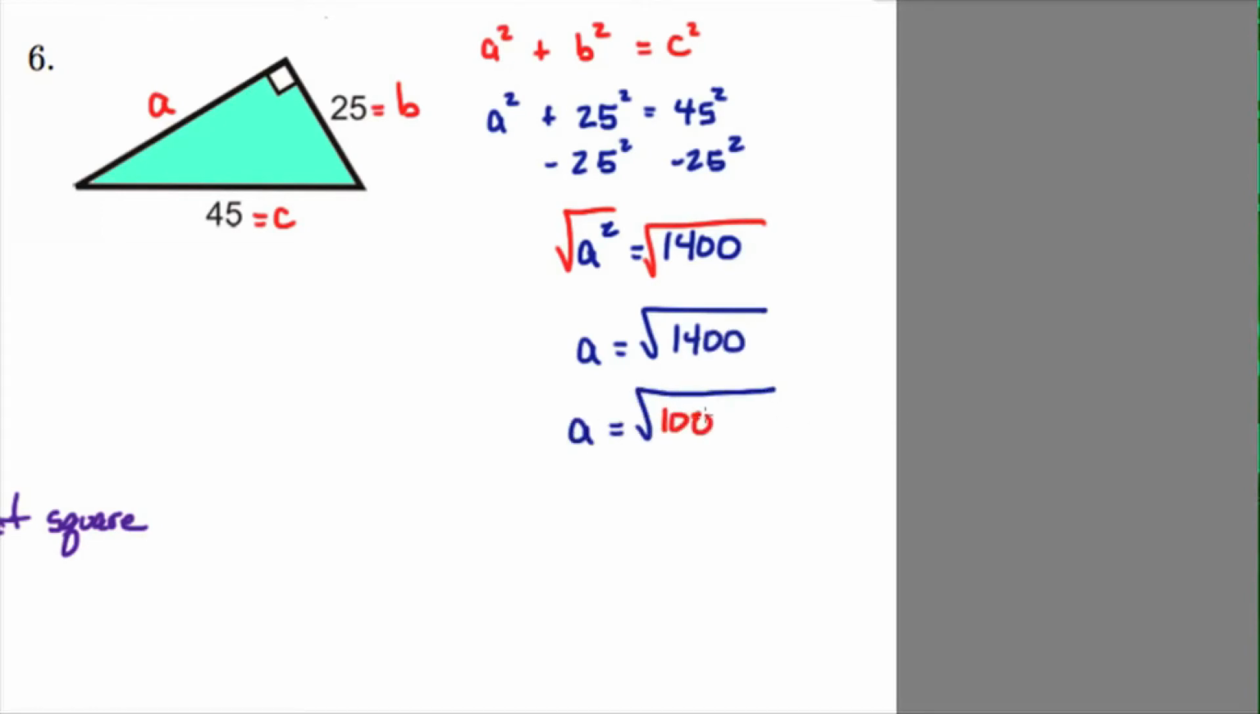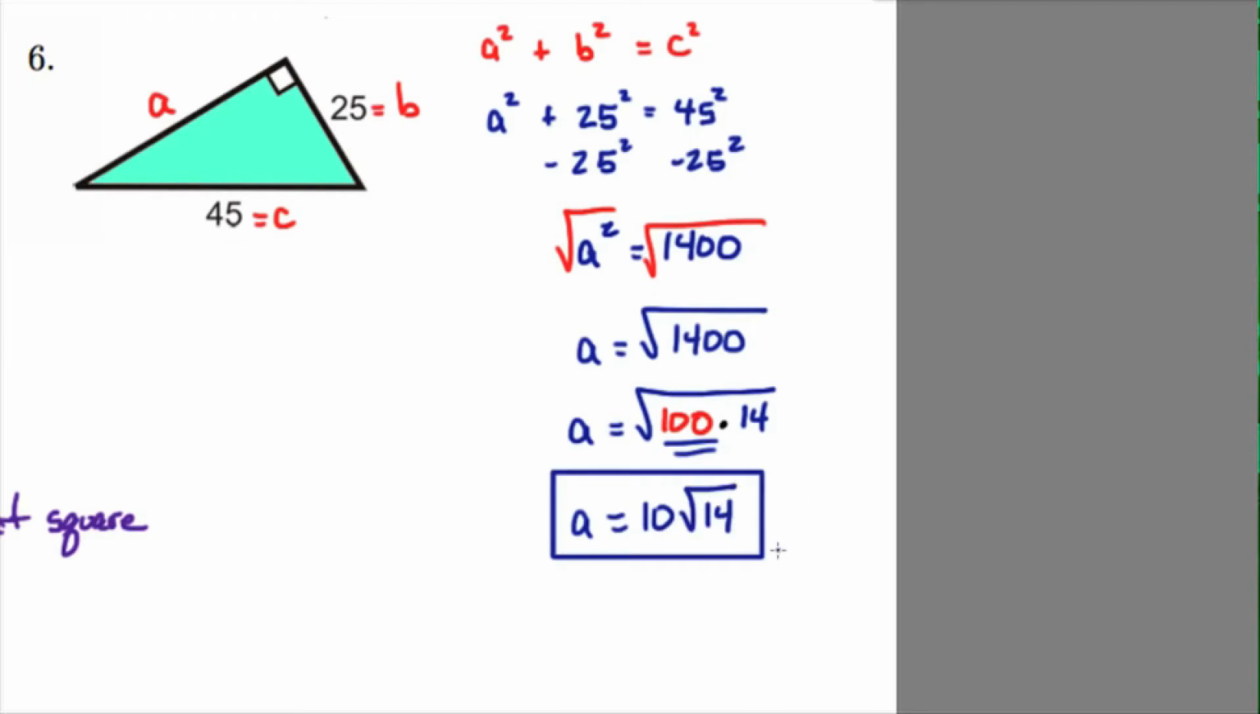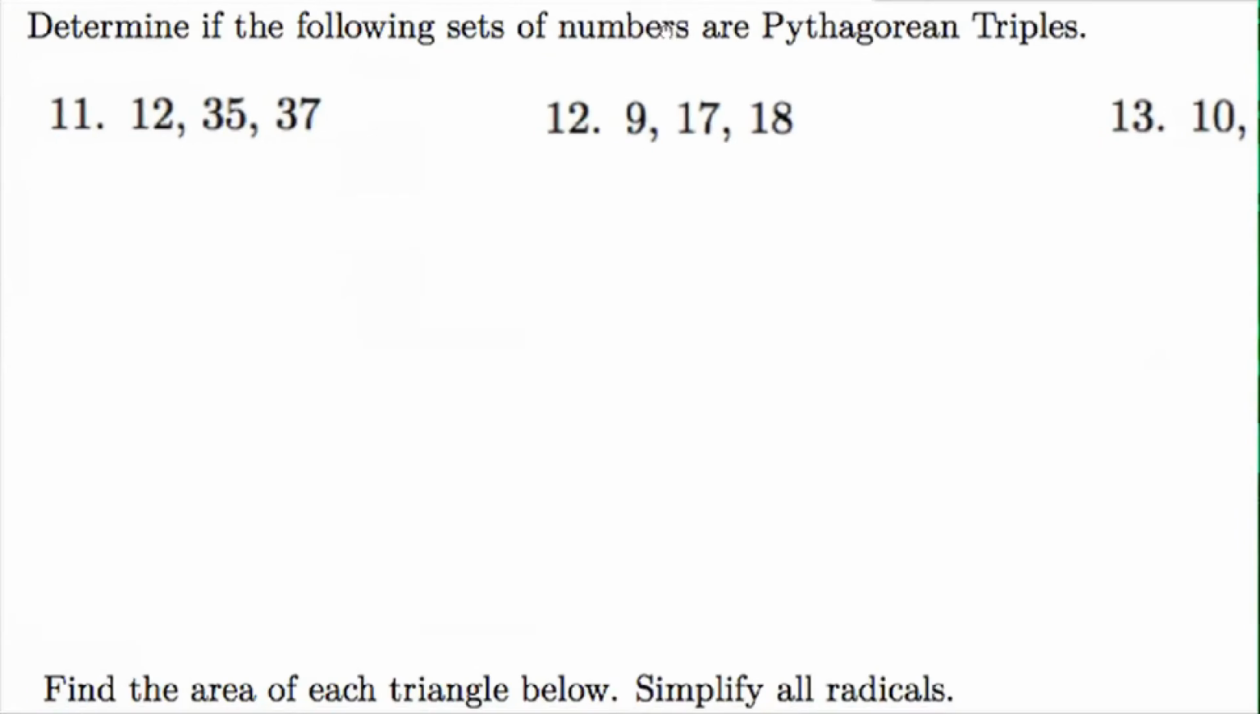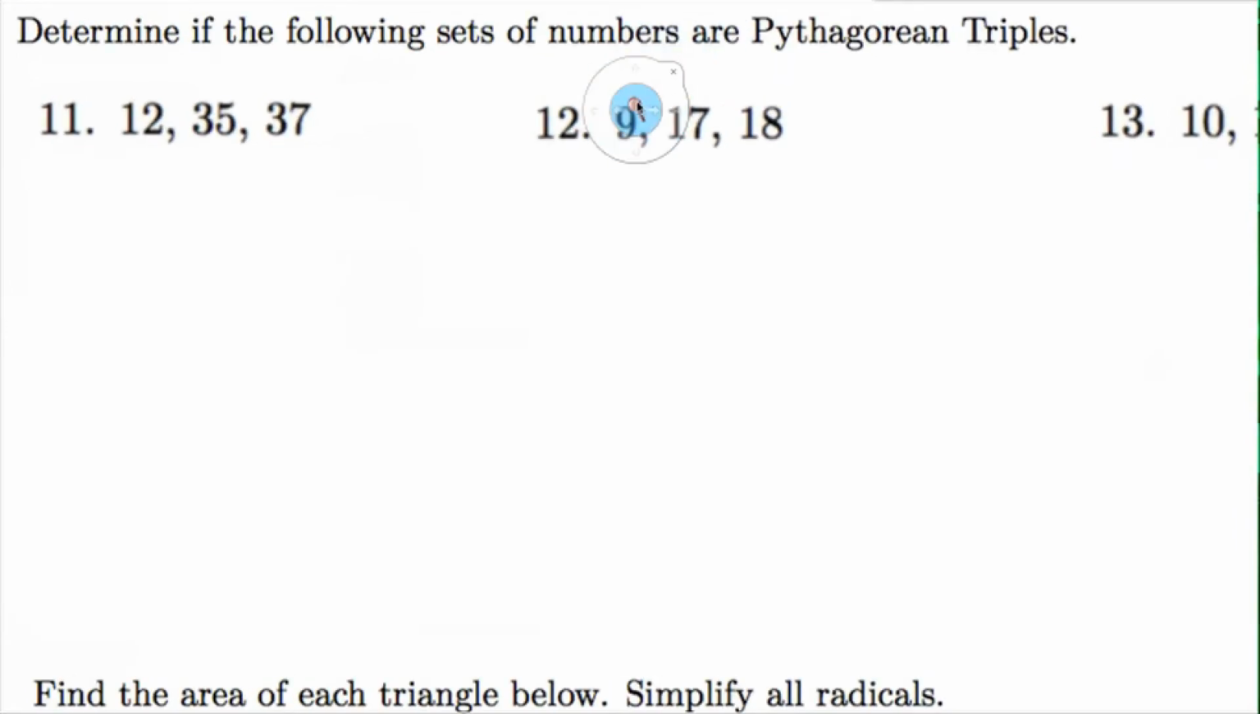Now, does this number have any factors that are a perfect square? Yes, 100. 100 times 14 is 1,400, and the square root of 100 is 10. So my simplified answer is 10 root 14. 14 doesn't have any perfect square factors in it, so we leave it.